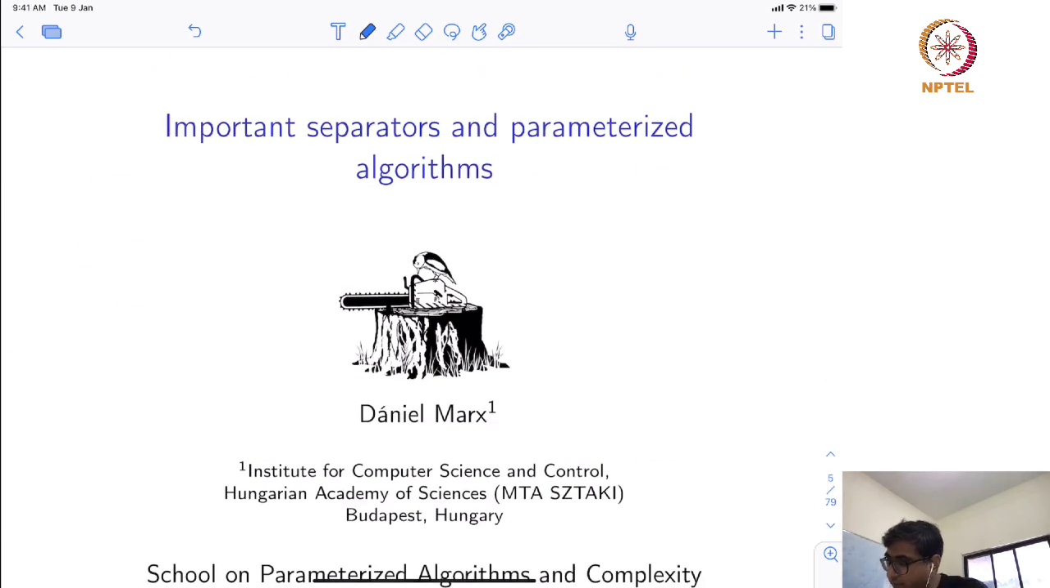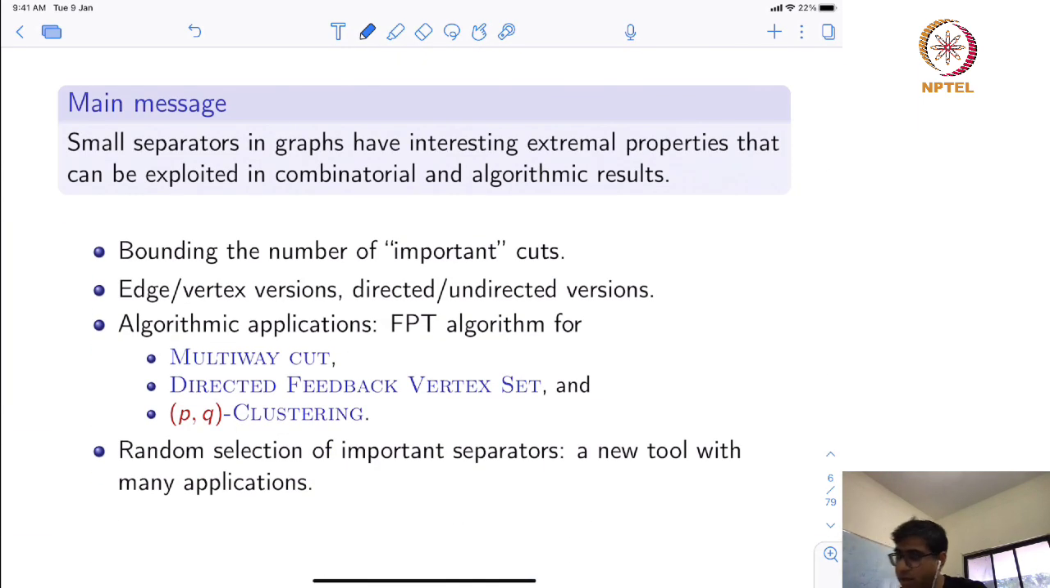So I will follow the slides by Professor Daniel Marx. It is an old set of slides titled Important Separators and Parameterized Algorithms, and I have kept it the way it is so that there is proper accreditation to his slides. The main message we will try to give is that small separators in graphs have interesting extremal properties, and we can exploit that for combinatorial and algorithmic gains.